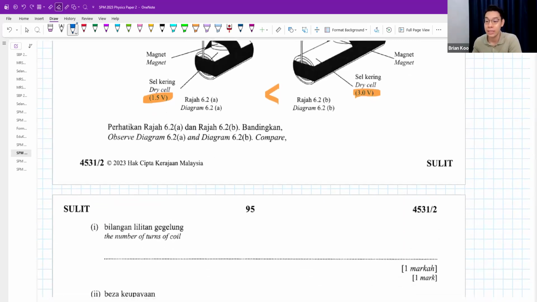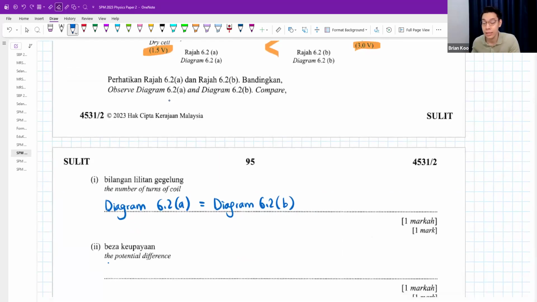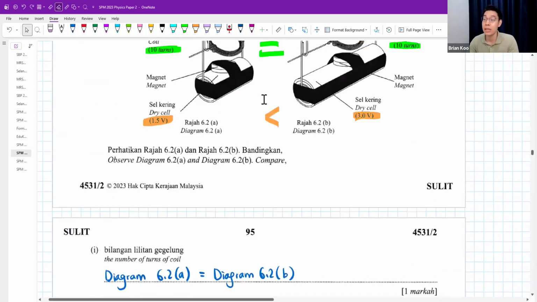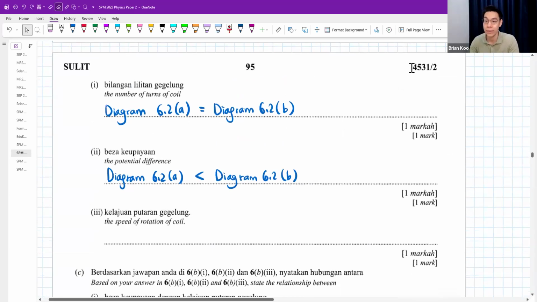Number of turns of coil, diagram 6.2a is equal to diagram 6.2b. Okay, number of turns of coil the same. Potential difference, diagram 6.2a is smaller than diagram 6.2b. 1.5 is smaller than 3 volts. Lastly, speed of rotation. 2 rotations less than 5 rotations, of course. 6.2a less than 6.2b.